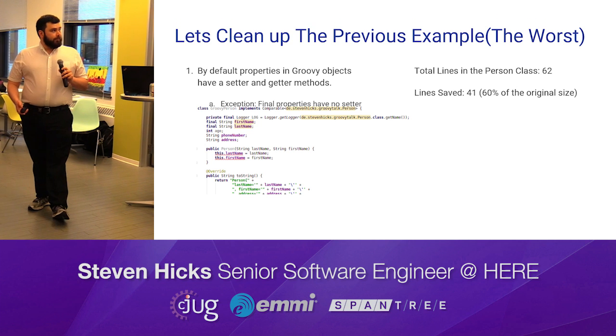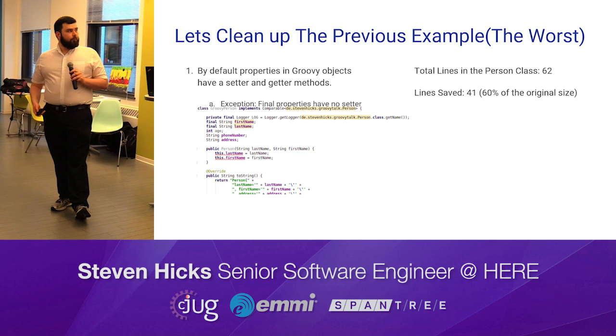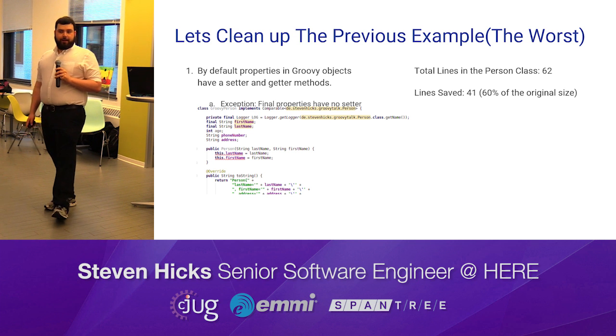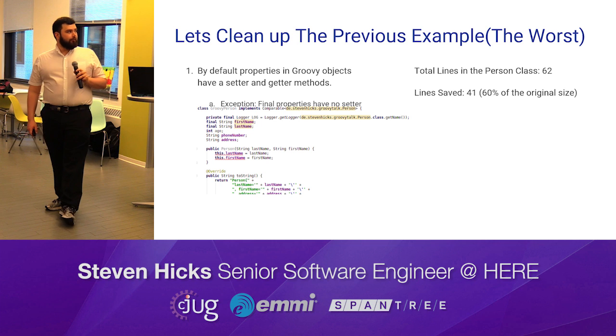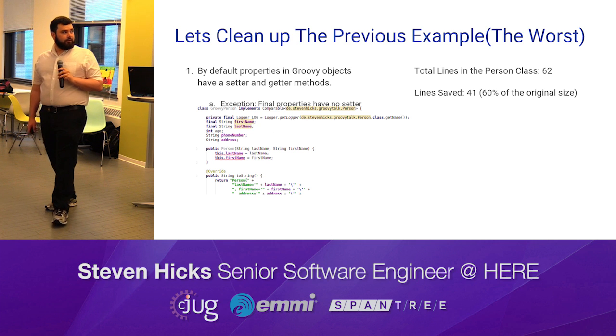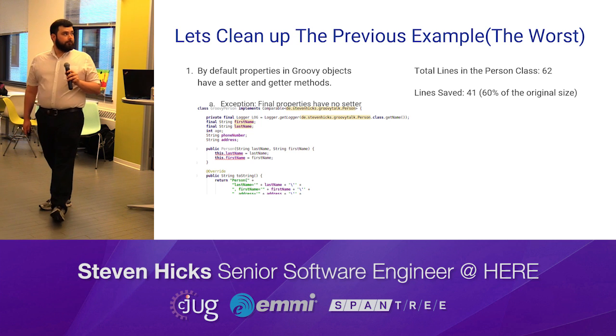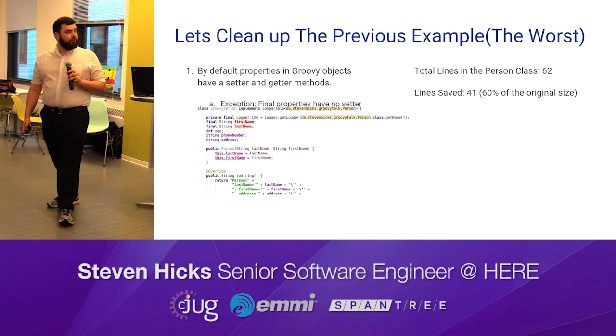That allows you to have some mutability there. So firstly, since it generates the getters and setters for us in the bytecode, we can just eliminate them. That means that our class is down to about 62 lines. We've saved 41 lines, and we're down to 60% of the original size. That's a fairly good improvement from the start.